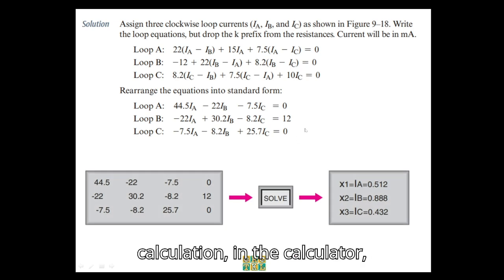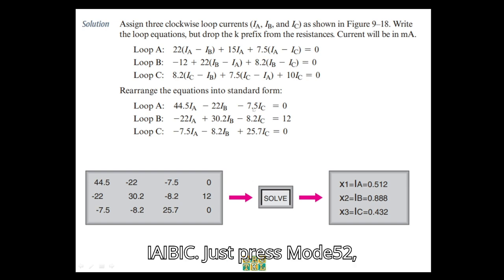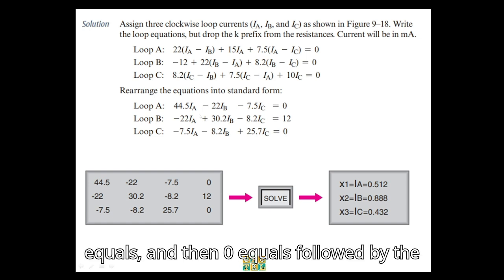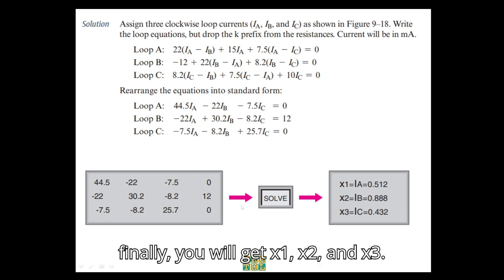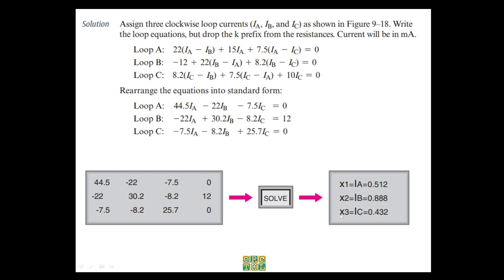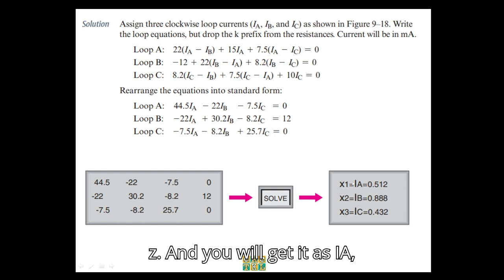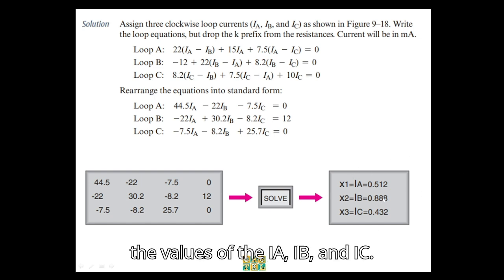And so by calculation, in the calculator, mode 5.3, just enter all of these constants, the value of the IA, IB, IC, just press mode 5.2, 44.5 equals, and then negative 22 equals, and then negative 7.5 equals, and then 0 equals, followed by the other numbers here. And then finally, you will get x1, x2, and x3. Or in the Casio, it will be x, y, and z. And you will get it as IA, IB, and IC. You try it, and you will get the values of the IA, IB, and IC.